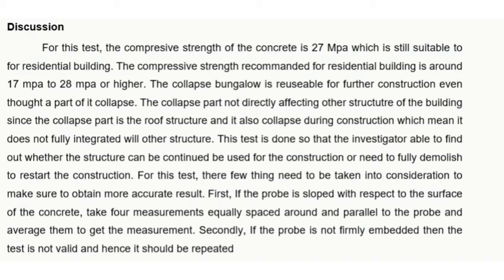Discussion. For this test, the compressive strength of the concrete is 27 MPa, which is still suitable for a residential building. The compressive strength recommended for a residential building is around 17 MPa to 28 MPa or higher. The collapsed bungalow is reusable for further construction even though a part of it collapsed. The collapsed part is not directly affected by the other structures of the building, since the collapsed part is the roof structure. It also collapsed during construction, which means it is not fully integrated with the other structures.